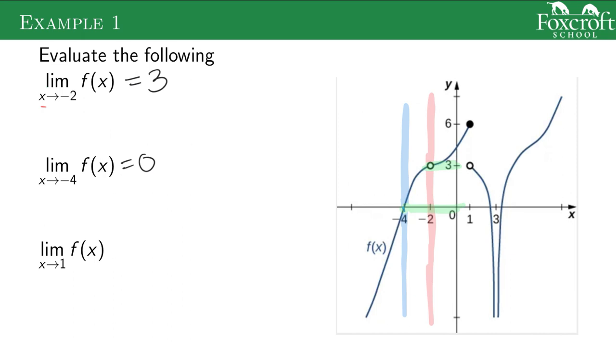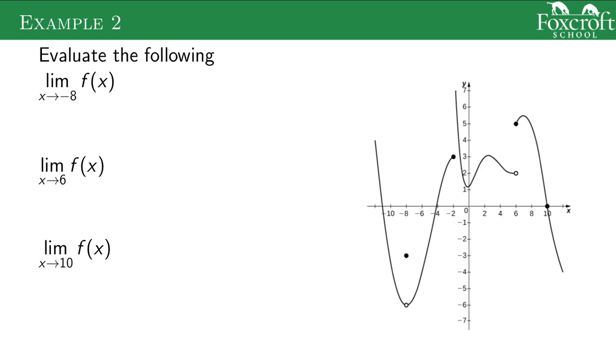Again, I'm going to think about when I get close to 1, where can my y values be? And you see there's 2 different places. I have some y values that are hitting this dot up here, and I have some y values that are hitting this open circle down there. We've seen a few times now that if you have these 2 different y values that you're getting close to, that just means we're going to say our limit does not exist. Because some are 6, some are 3, and it doesn't make sense for it to be 2 things at once.